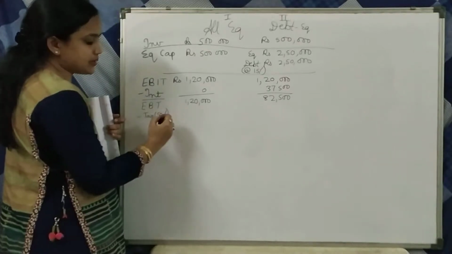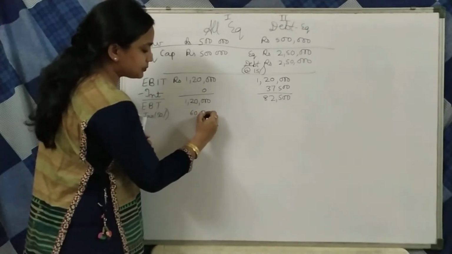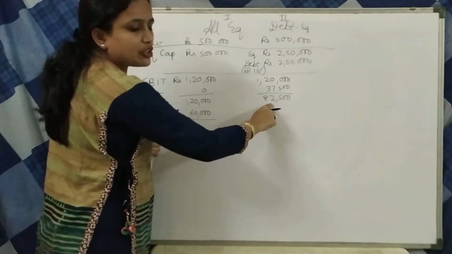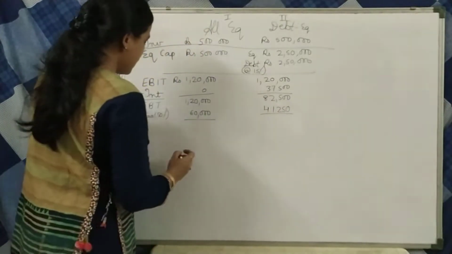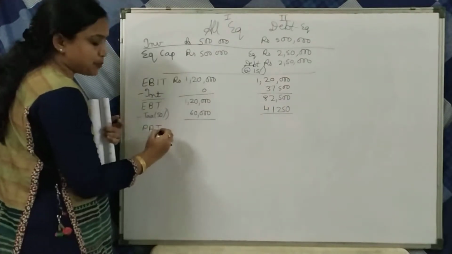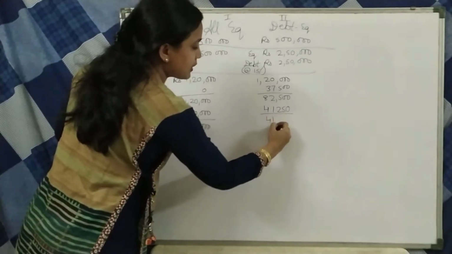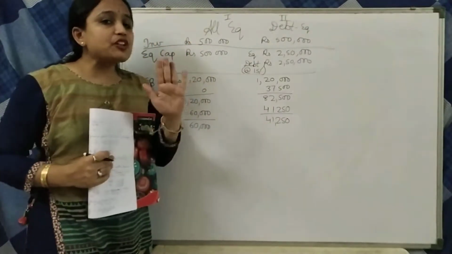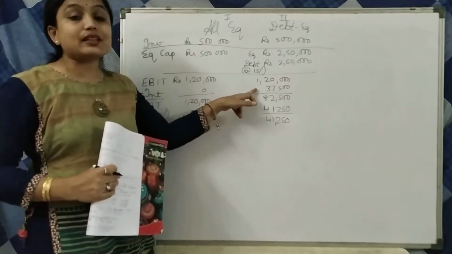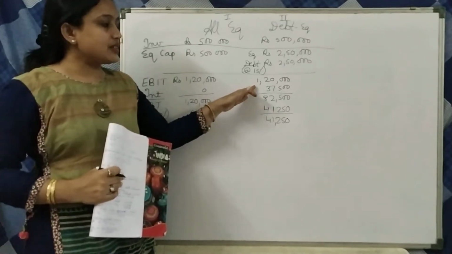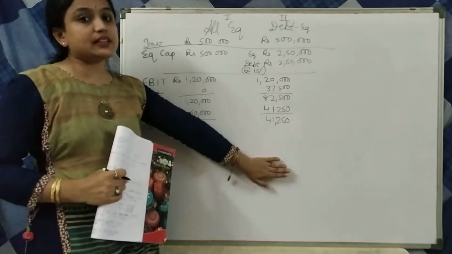Now we'll be deducting taxes. Tax is 50%, which means 60,000 over here, and 50% of 82,500 will be 41,250. Now whatever is left is called PAT, that is profit after tax. Here it will be 60,000. Here it will be 41,250. The benefit we get because of using debt and equity is you don't have to pay tax on this interest. So interest is exempted from tax. This is the benefit which will help the shareholders in increasing EPS.